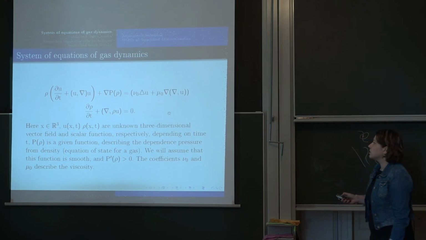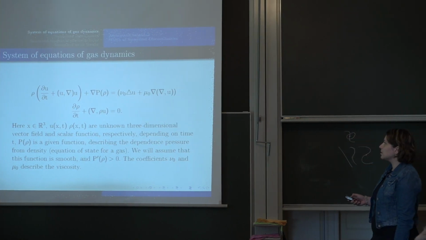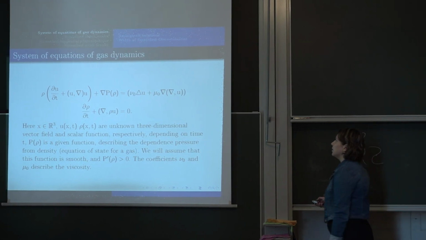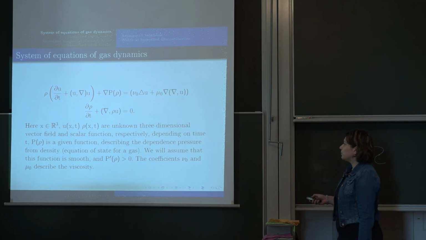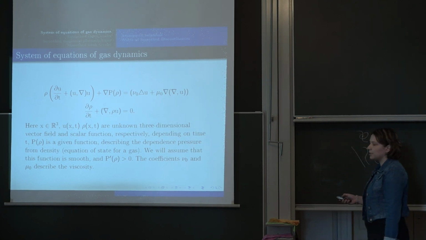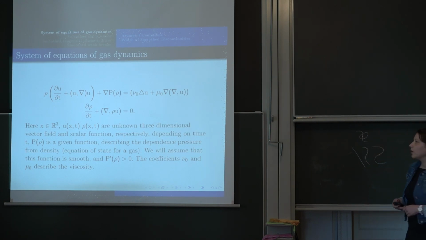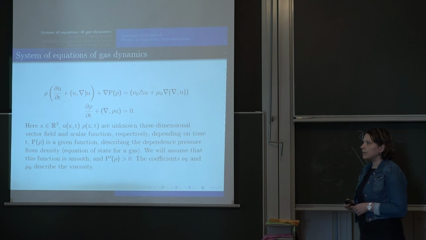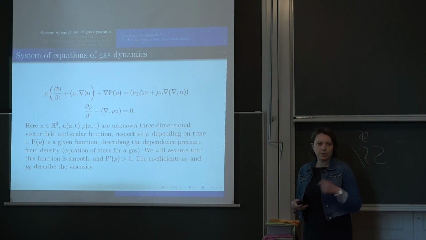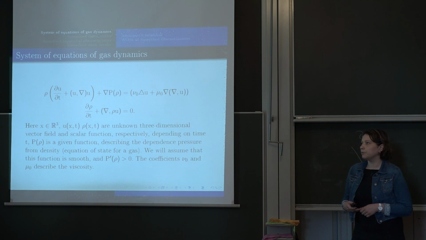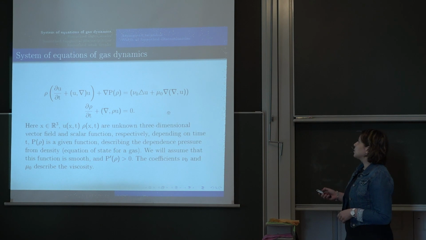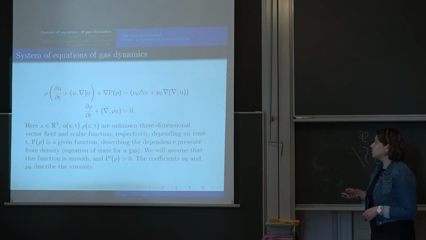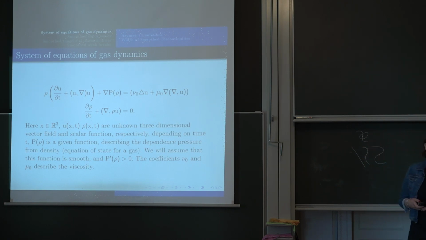So this is our system of gas dynamics. In this system, U is an unknown three-dimensional velocity field. Rho is an unknown function, the density. The function P is the pressure, which depends only on density, and the function P is smooth, and the derivative of P with respect to rho is greater than 0. The coefficients nu0 and mu0 describe the viscosity.